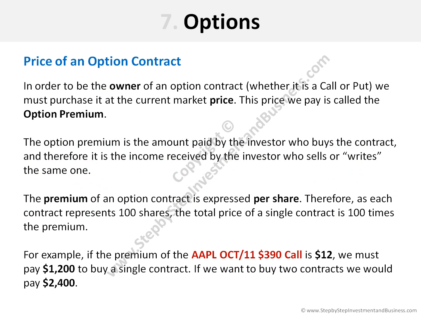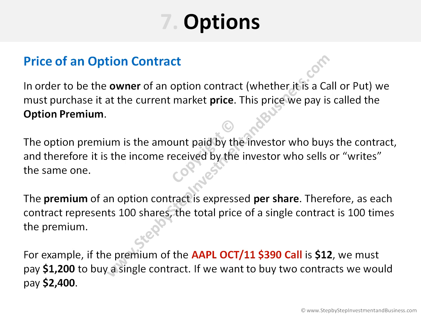Now let's talk about the price of an option contract. In order to be the owner of an option contract, whether it is a call or put, we must purchase it at the current market price. This price we pay is called the option premium. The option premium is the amount paid by the investor who buys the contract, and therefore it is the income received by the investor who sells or writes it.